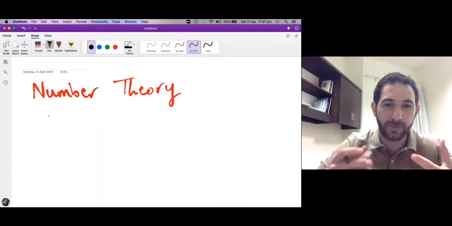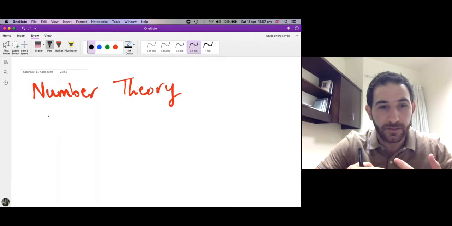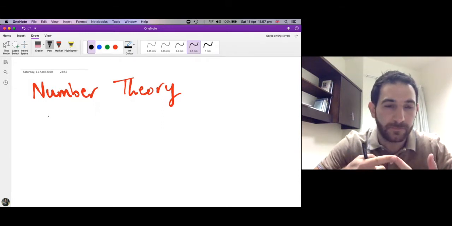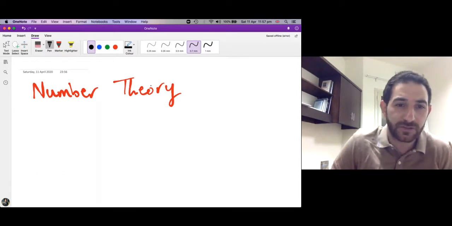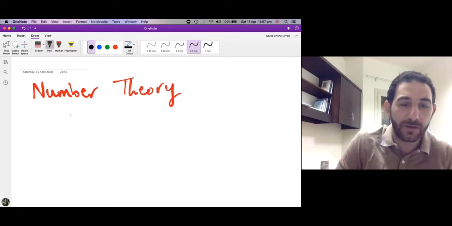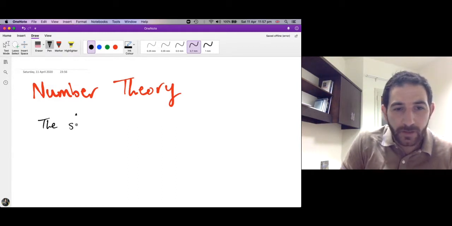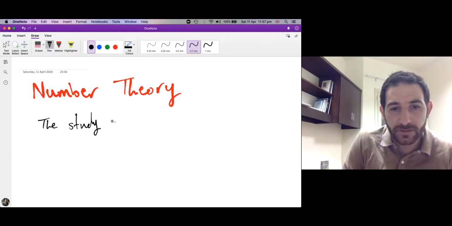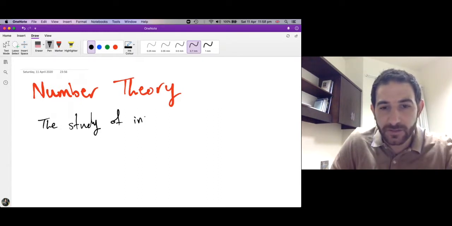Remember, we talked about mathematics, especially pure mathematics, having several fields like logic, set theory, graph theory, algebra, and today we want to start an introduction to number theory. Mainly, what is number theory? It is the study of integers, the study of the integer numbers.